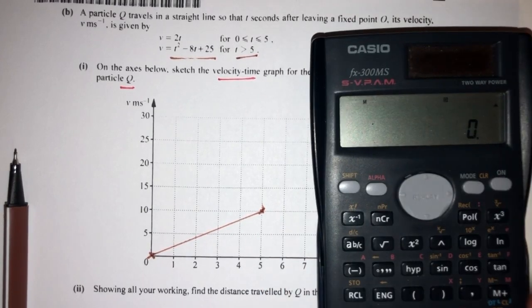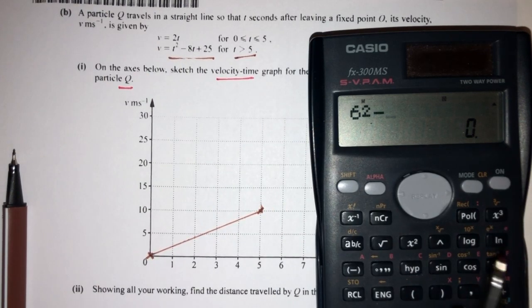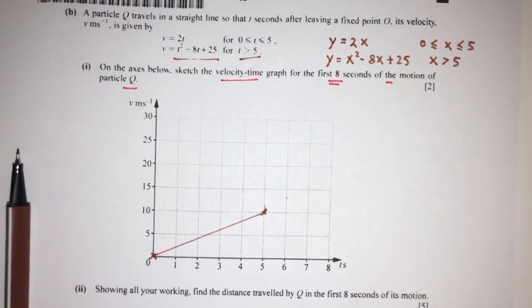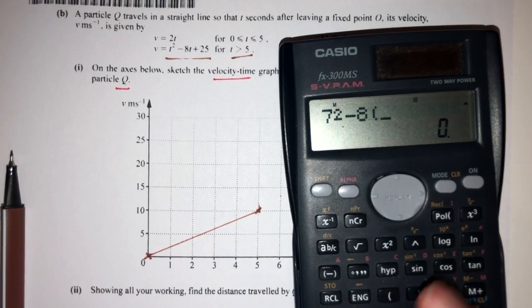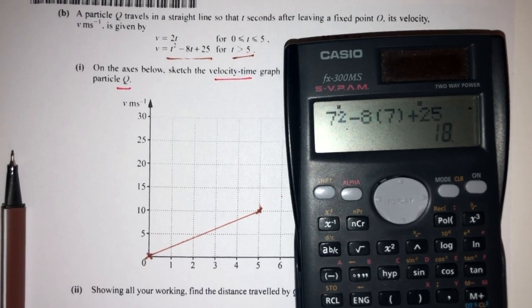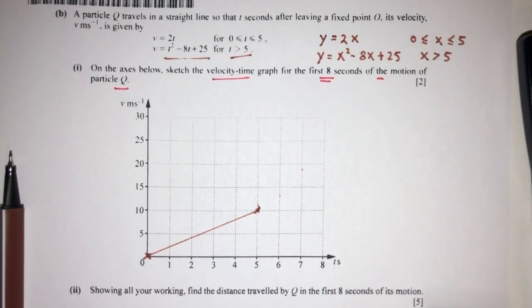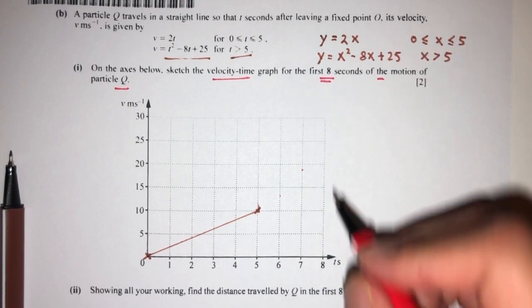For example, 6 squared: replace back in the equation, 6 squared minus 8 times 6 plus 25, that should be 13. So 13 should be somewhere over here, right? Now replace by 7 squared minus 8 times 7 plus 25, that should be 18. 18 should be somewhere over here. Now 8, that should be 8 squared minus 64 plus 25, which is 25. That should be somewhere over here.